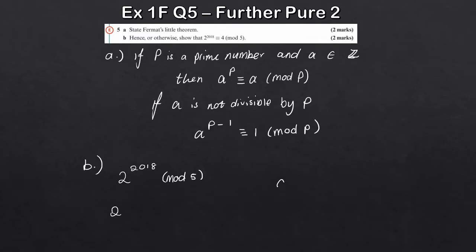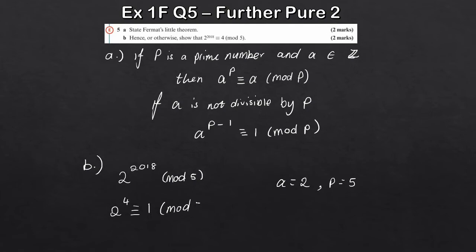So let's just write this down. So a is my 2, p is 5. So this is 2 now to the p minus 1, which is 4. And the reason we're using this one is we need to check whether a is divisible by p. So is 2 divisible by 5? No, it clearly isn't, right? So we use this formula here, okay? So not this one, but this one. So just always check for this fact here. So now it's 2 to the 5 minus 1, which is 4, is congruent to 1 mod 5.